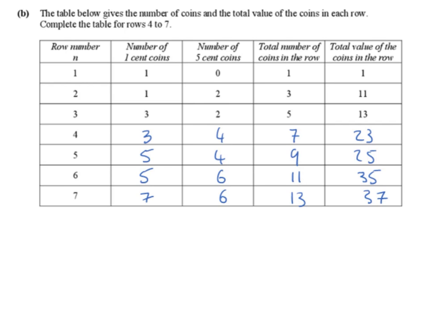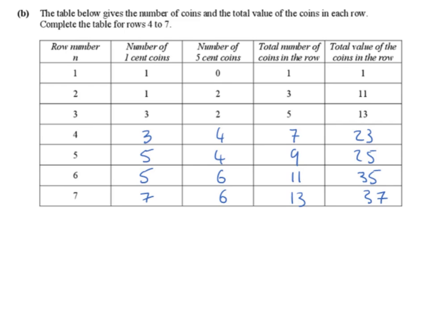In row 3, we had 3 1-cent coins. We still had the two 5-cent coins. 3 plus 2 makes 5, the number of coins in total, and then the value. The two 5-cent coins represents 10 cent. 10 cent plus 3 cent is 13 cent. In the fourth row then, we still had the 3 1-cent coins, and this time we added on another 2 of the 5-cent coins, so now we have 4 5-cent coins. 3 plus 4 makes 7 coins in total, and 4 multiplied by 5 is 20 cent, plus 3 is 23 cent.